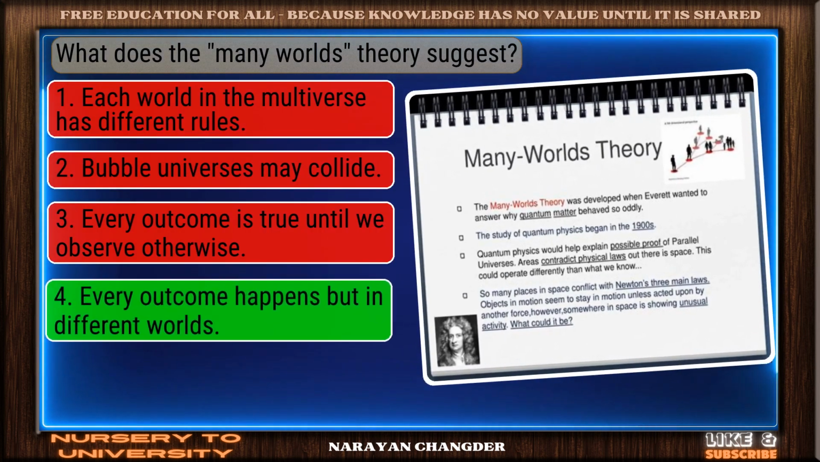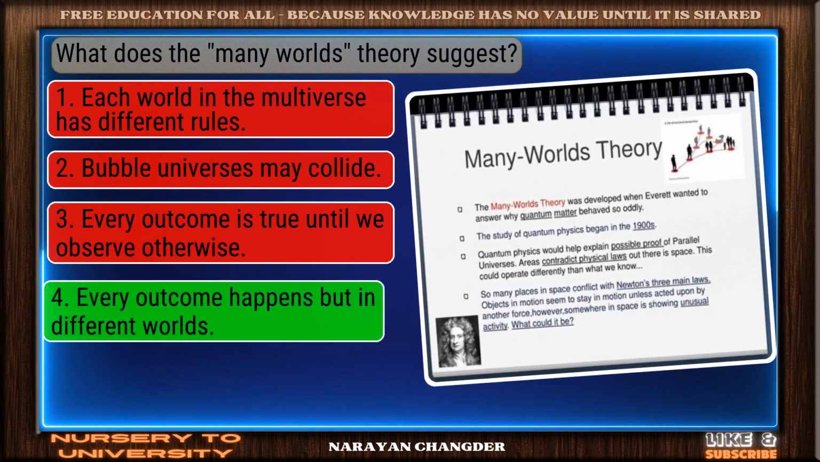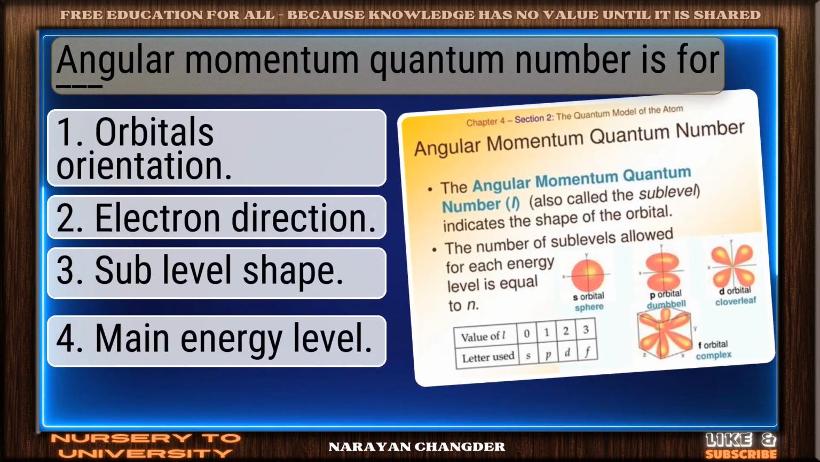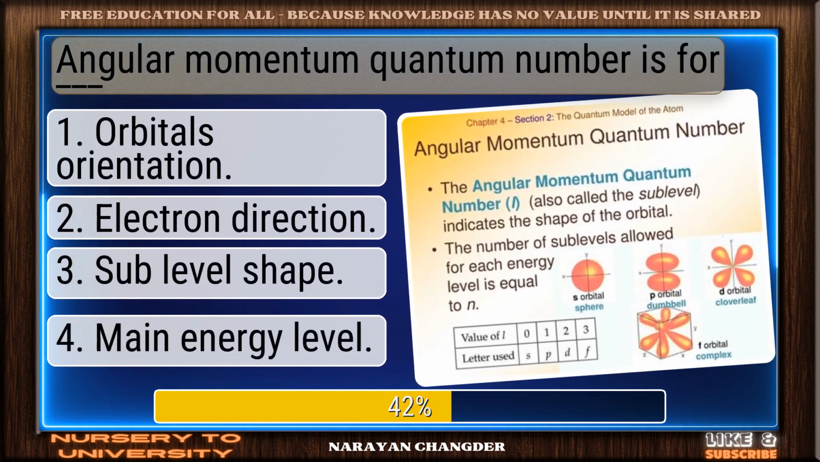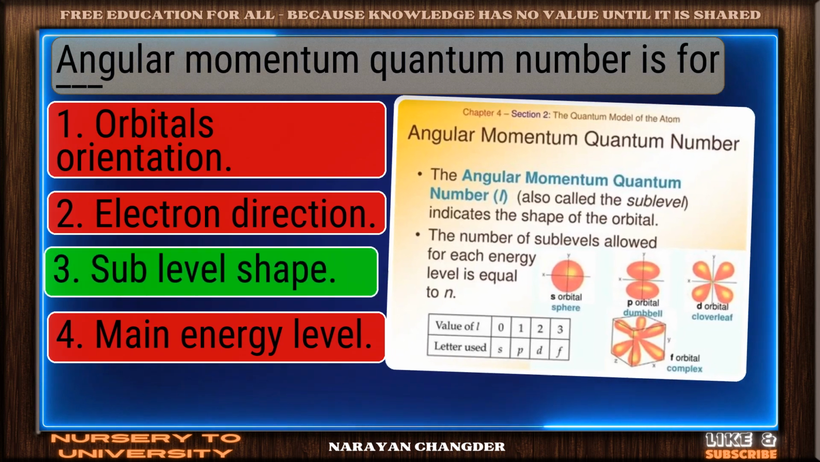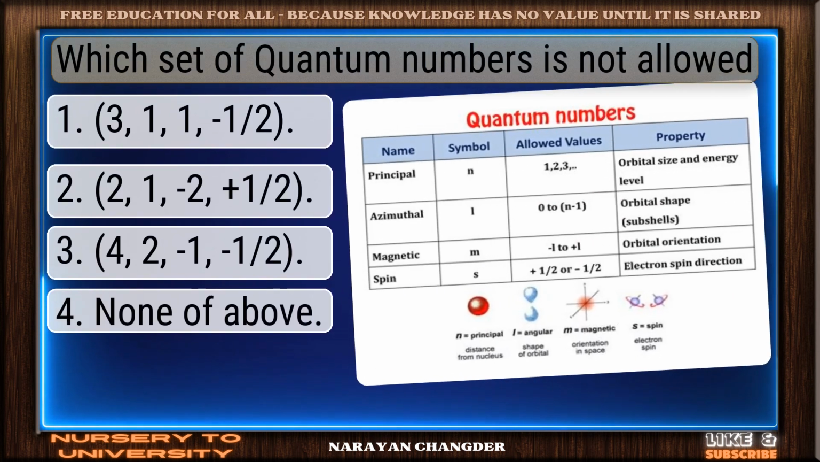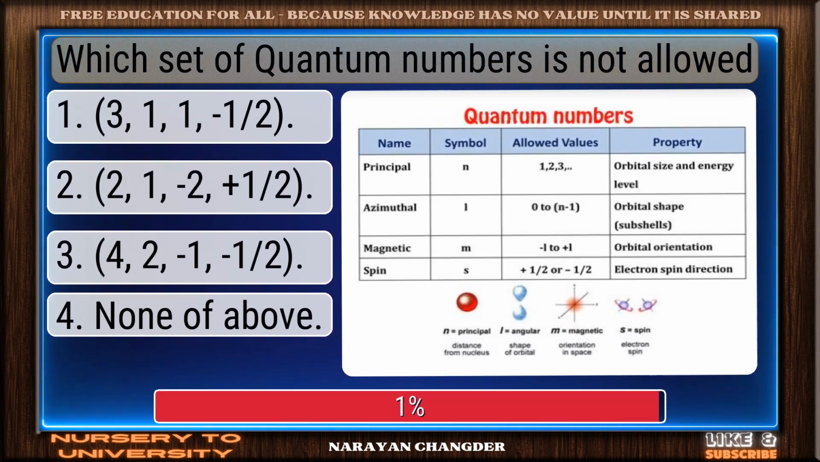Great job. Every outcome happens, but in different worlds is the accurate answer. Question number 42. Angular momentum quantum number is for dash. Right again. Sublevel shape is a valid answer. Question number 43. Which set of quantum numbers is not allowed?